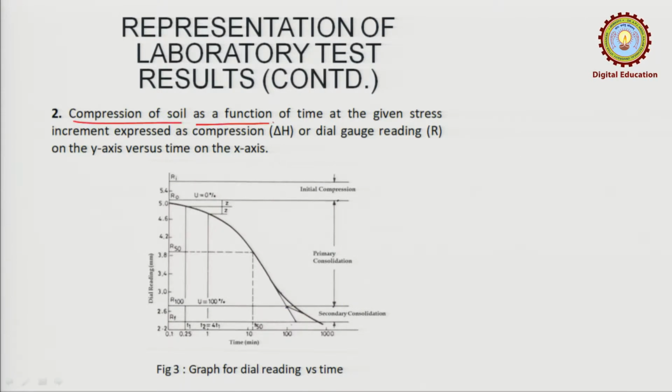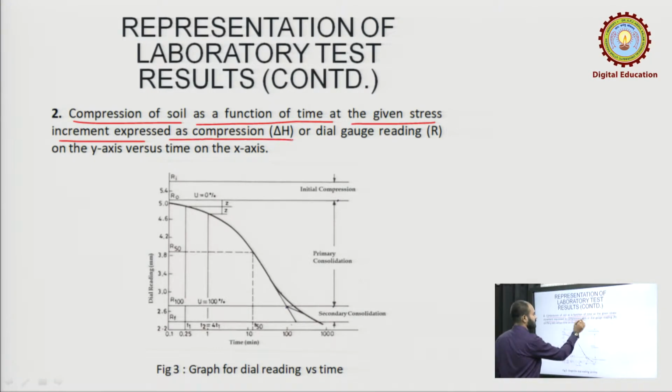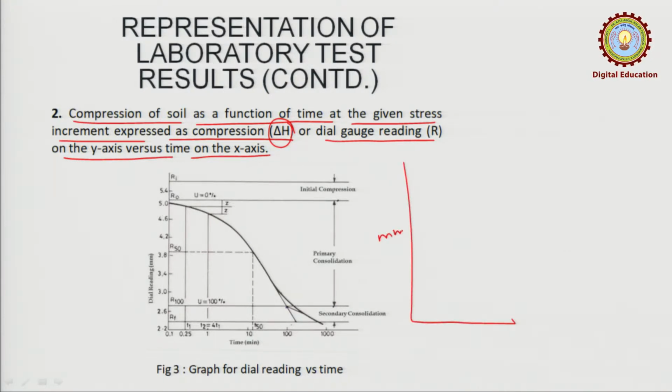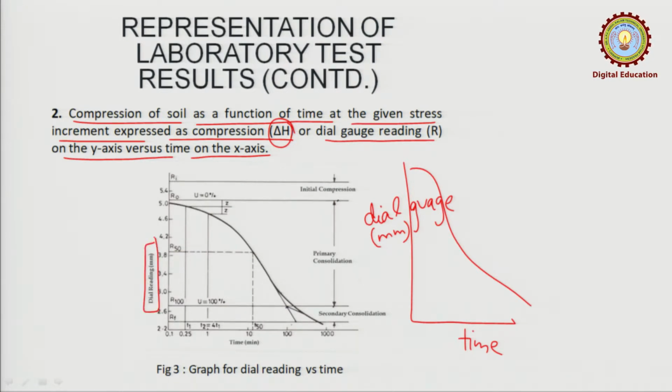Compression of soil as a function of time at a given stress increment is expressed as the compression delta H, or dial gauge reading, on the y axis and time. As I have already told you, the graph will also be made between the settlement, or you can say dial gauge, and here will be the time, something like this graph you can see here. So, this is the dial gauge reading in mm, and this is the time in minutes.